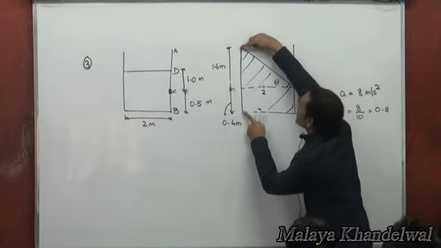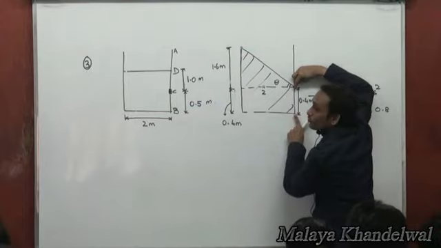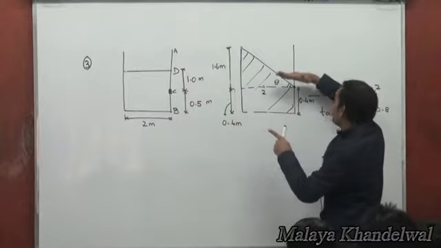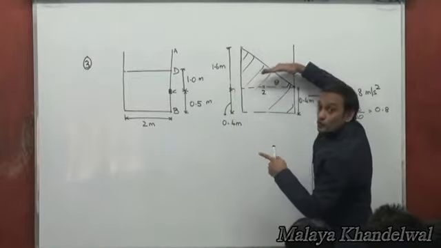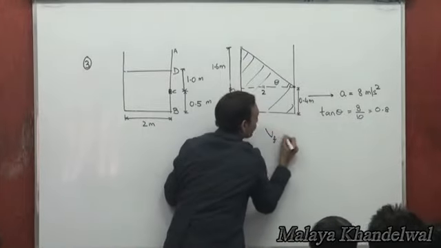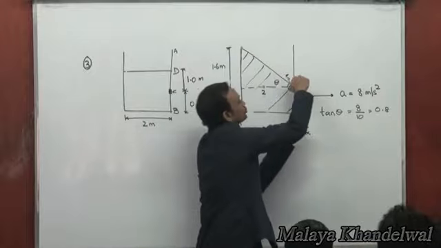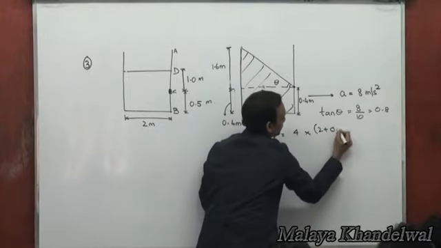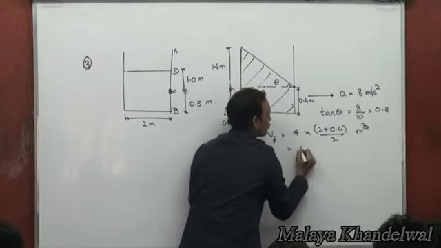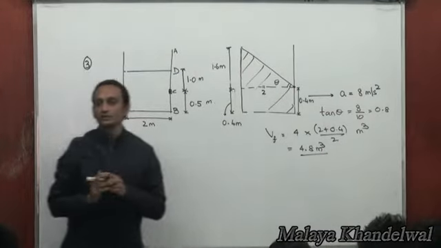Realize that the average height here is (2 + 0.4)/2, which is 1.2 meters. It is the average height into the area of cross section, which is 4 square meters. So the final volume is the area of cross section, 4 square meters, into the average height (2 + 0.4)/2, that is 1.2, so 4.8 cubic meters is the final volume left in the tank.